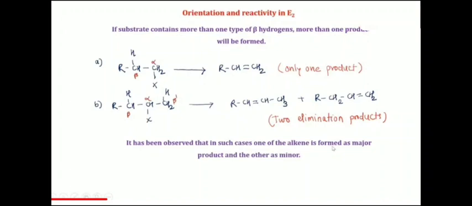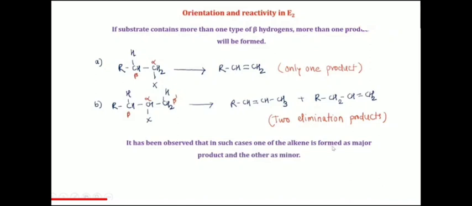Here RCH2CH2X. The first carbon is the alpha carbon and the second one is the beta carbon. Here only one beta hydrogen is available, so only one product, RCH=CH2. Then in the second reaction, it contains two types of beta hydrogens, so there are two elimination products: RCH=CH-CH3 plus RCH2-CH=CH2.